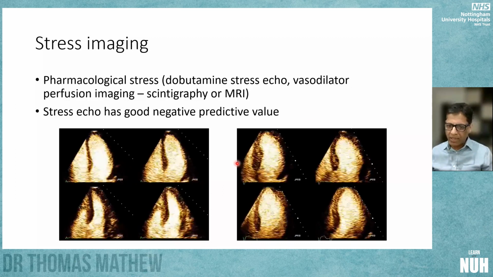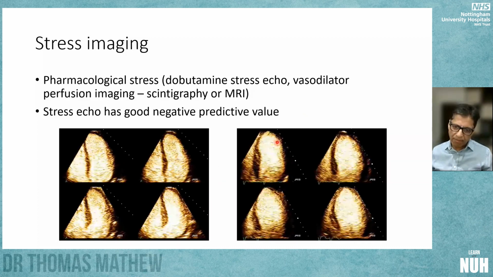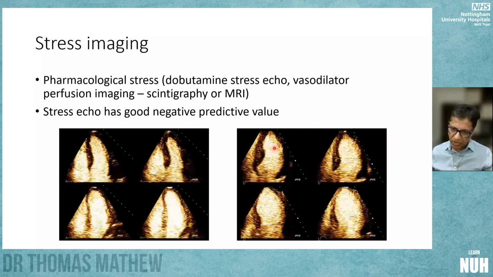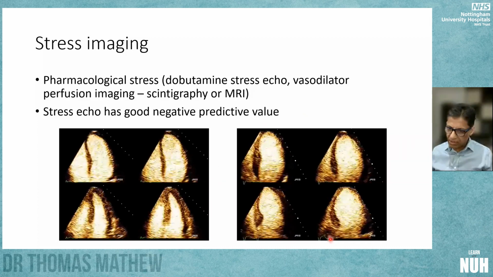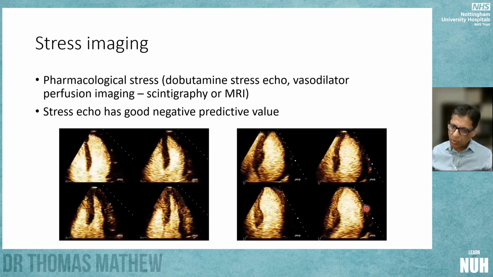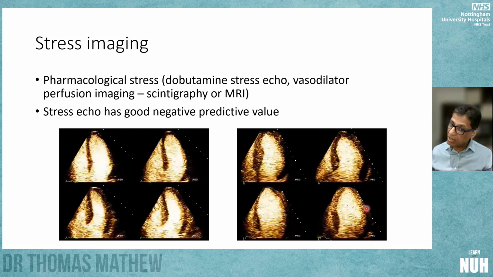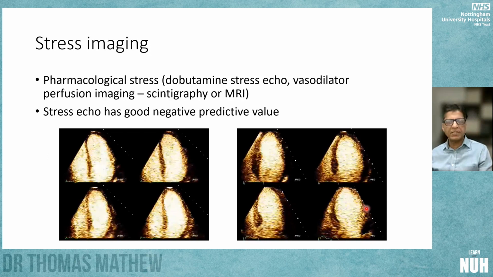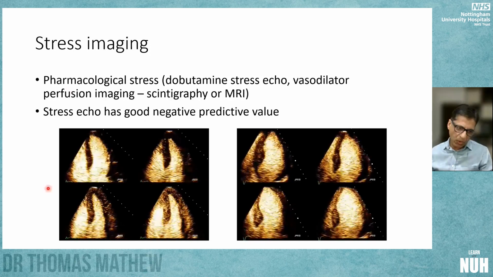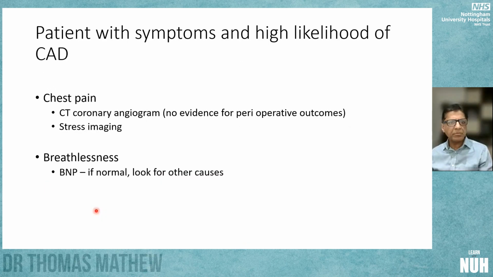But on the other hand, on the right-hand side, we have a patient with some regional change at baseline, but when you stress the patient, it goes down further with LV function coming down with new regional changes, suggesting possibly multivessel disease. So that's an abnormal stress echo, and that's the normal stress echo.